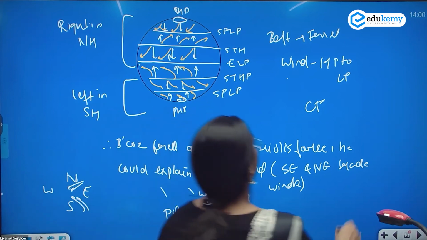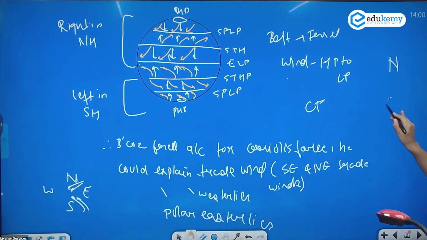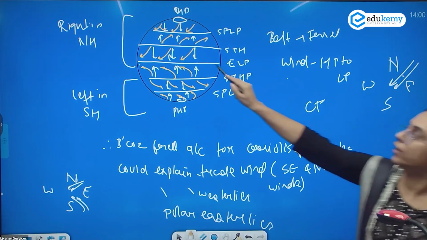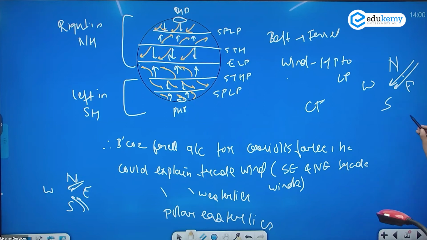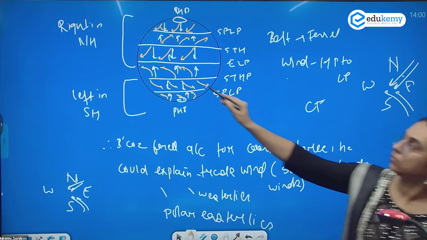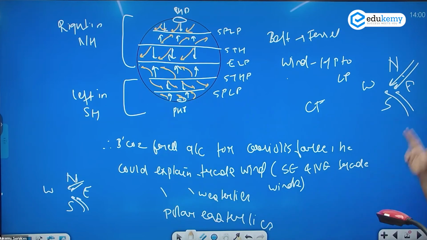Northeast direction क्या होगा? ये है north, ये है south, ये है west, ये है east. तो northeast ऐसा होगा? Can you correlate to this? Can you correlate southeast to this? Yellow color, southeast and northeast. तो ऊपर northeast trade winds है, नीचे southeast trade winds है.